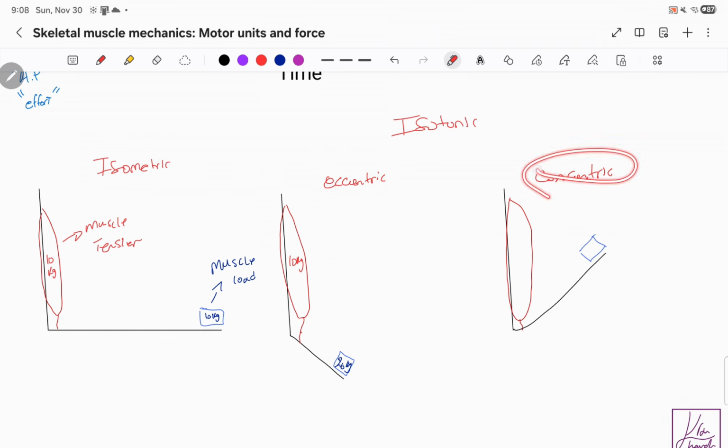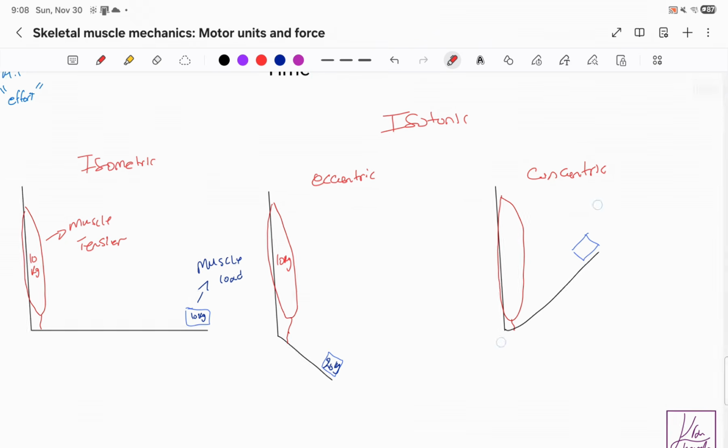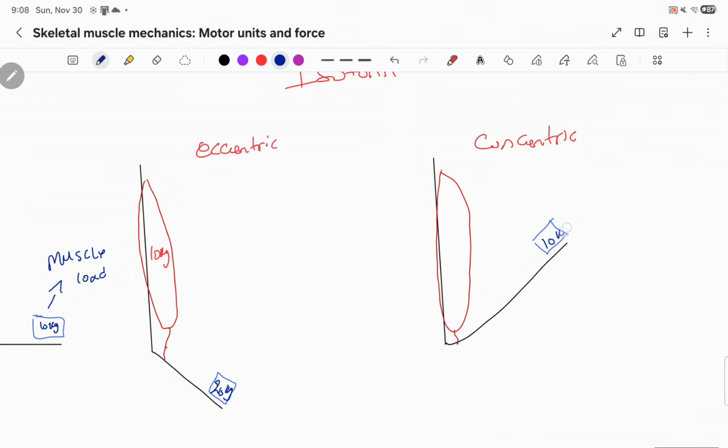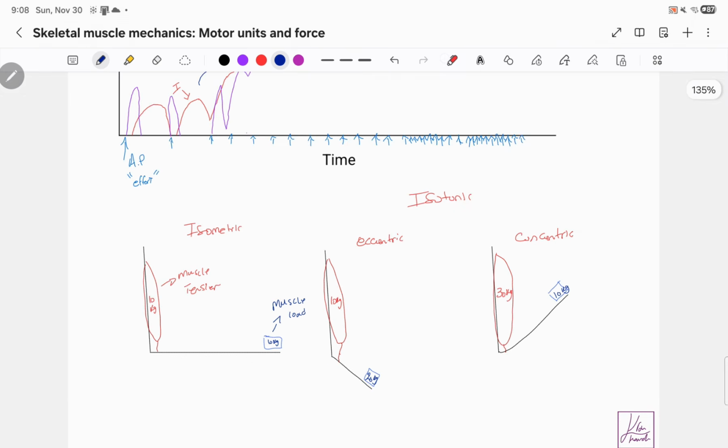In a concentric contraction, this is easier to visualize for people. This is where the load is less than the actual force produced. So the muscle tension is 30 kilograms here, whereas the weight, the load in my hand, is 10 kilograms. And so in this case, my myofibers and the fibrils inside them can actually overcome this tension, this load, and cause concentric shortening of the muscle. So these are the three different types of contractions we have.